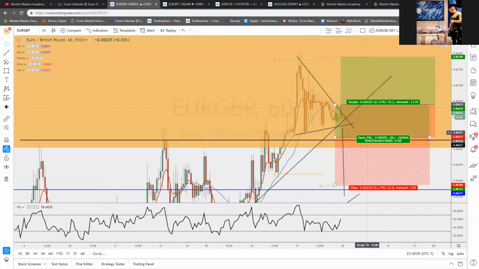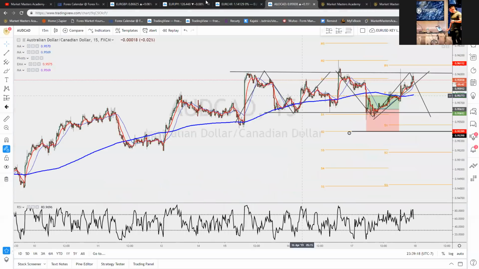Okay, so Euro GBP, I mentioned getting in at 639 for a buy order. Let me see, AUD CAD, I mentioned that I would be looking at this.